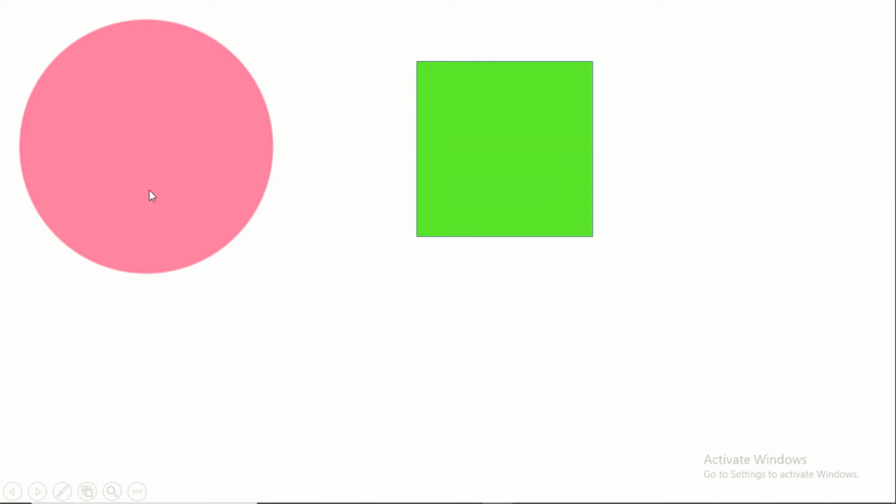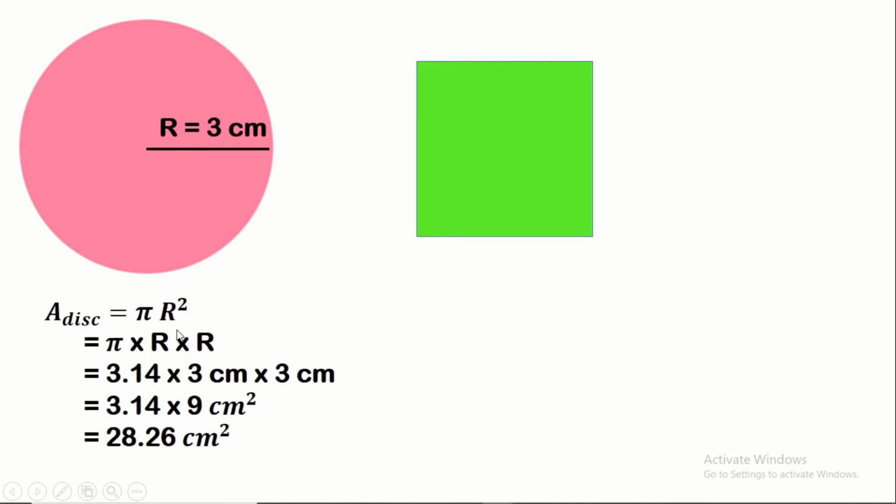Another example. As you see here, we have a disc and a square. Well, what are their dimensions? The disc has a radius of 3 cm. Isn't the area of the disc pi r squared? So it's pi times r times r. It's 3.14 times 3 cm times 3 cm. 3 times 3 is 9 cm squared. We multiply by 3.14 to get 28.26 cm squared. This was the area of the given disc.